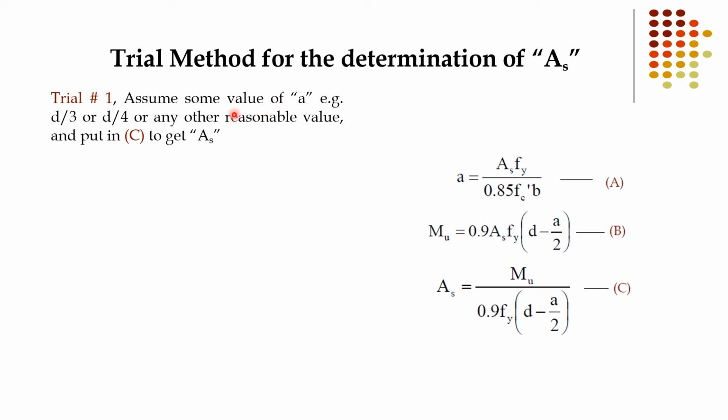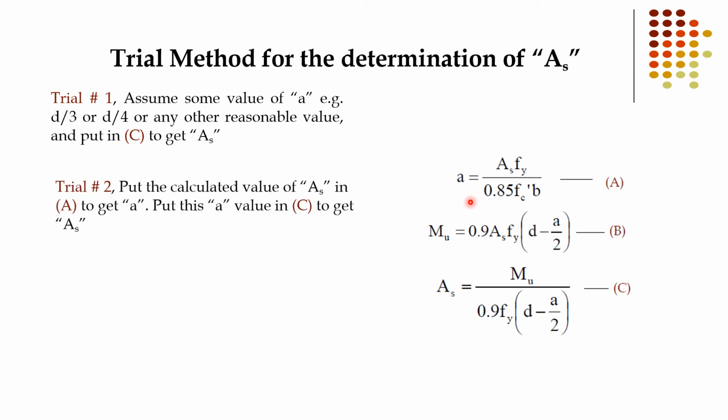That is the hit and trial method. In the trial method, assume some value of a, a tentative value, for example d by 3 or d by 4 or any other reasonable value, and put it in equation C. When we put the value of a into equation C, we will get the area of steel. Then we will put that area of steel again in trial 2, in equation A, to get a value of a.